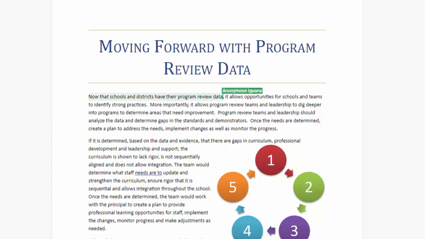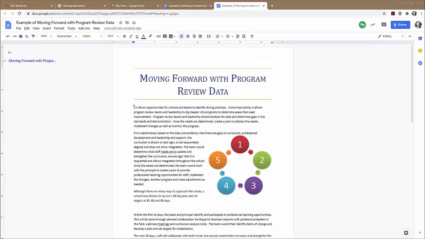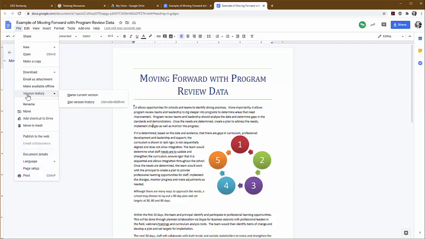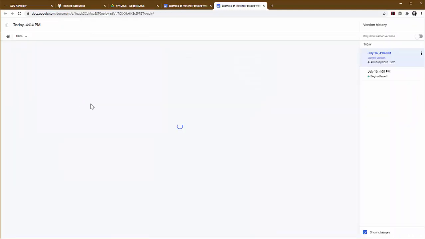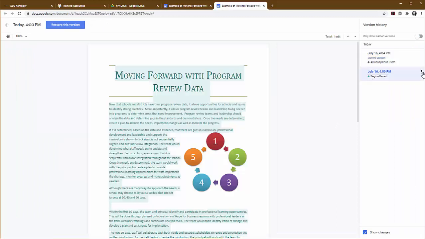They can see any changes that you make in real time. You can also see any changes that they make in real time. You can always go back through version history if somebody makes a change that you don't wish to keep. To access your version history, go up to File, go to Version History, see Version History. Click on any version to view it, or choose to restore it.